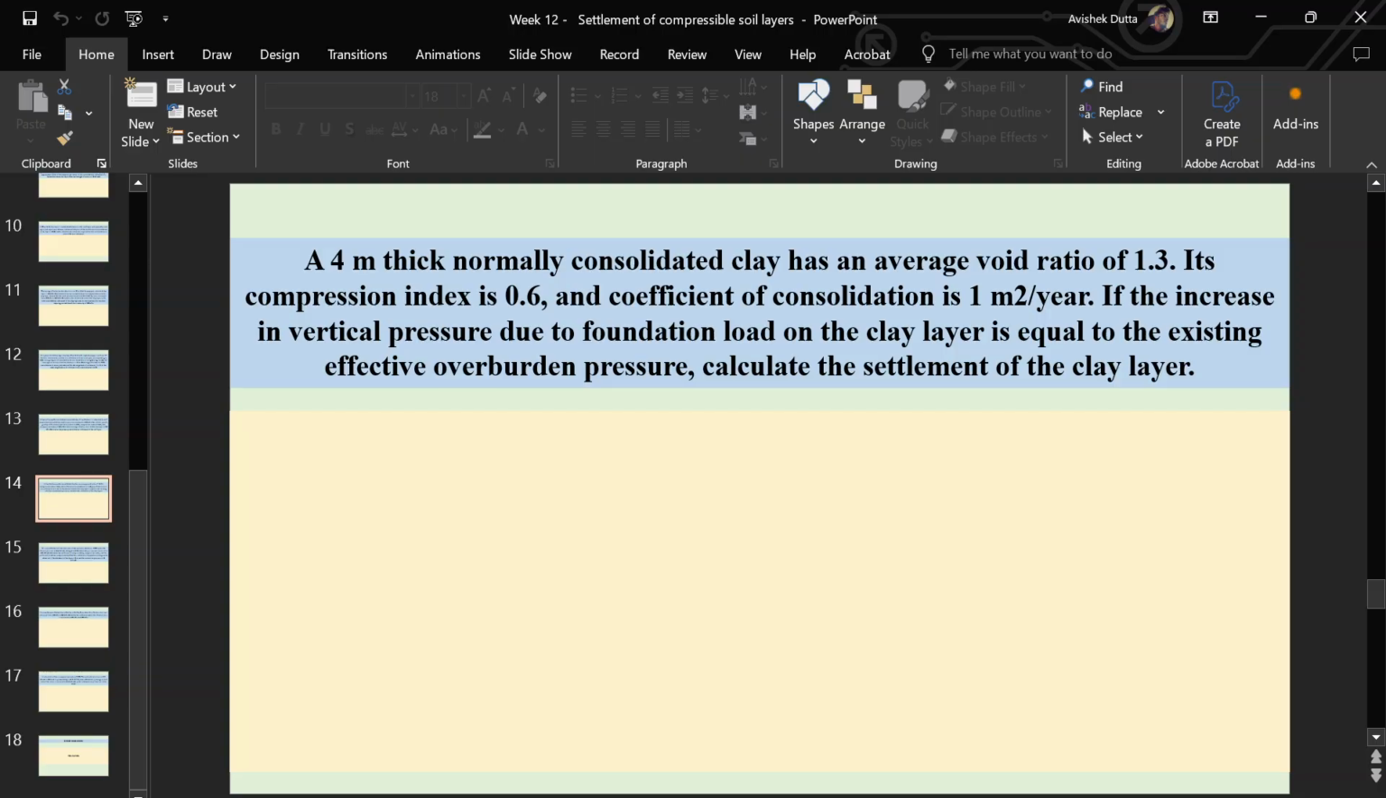Okay, so this question was, I'll repeat once, a 4 meter thick normally consolidated clay has an average void ratio of 1.3. Its compression index is 0.6 and coefficient of consolidation is 1 meter square per year. If the increase in vertical pressure due to foundation load on the clay layer is equal to the existing effective overburden pressure, calculate the settlement of the clay layer. Next question.